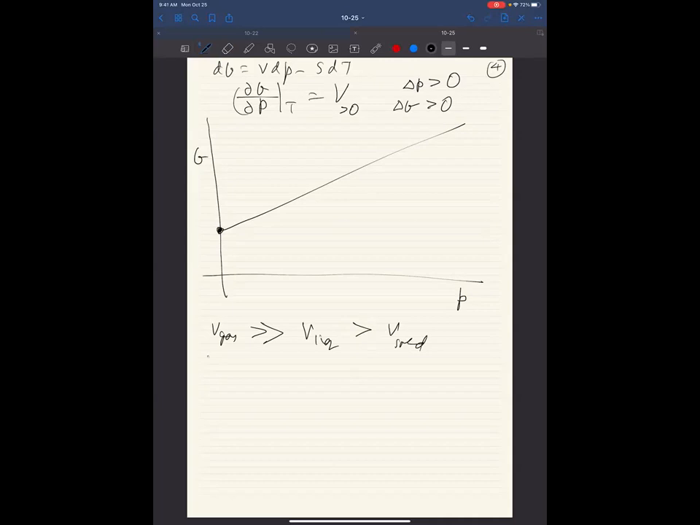So this means that partial G by partial T at constant P for gas is going to be much more than partial G by partial T at constant P for liquid, which is going to be more than partial G by partial T at constant P for solid. Which means that the slope for the gas curve will dominate all the other curves. And that's why the initial point won't really matter.